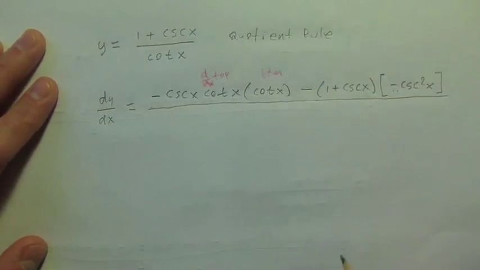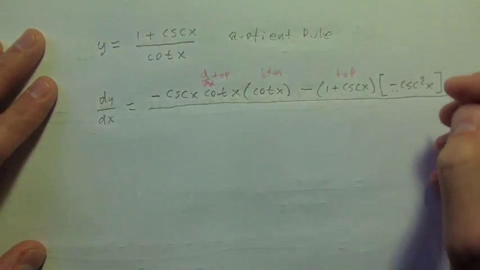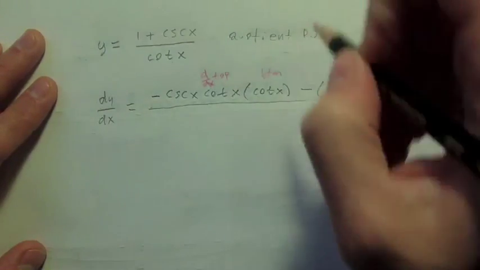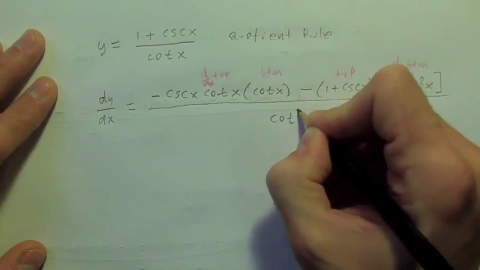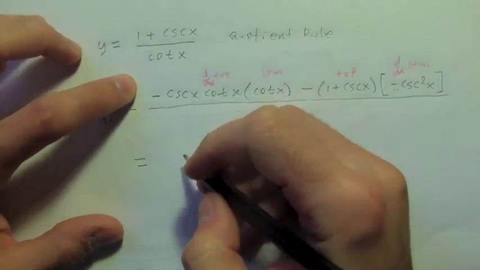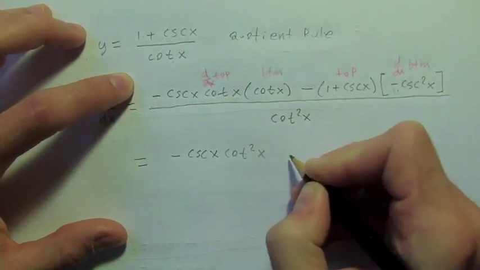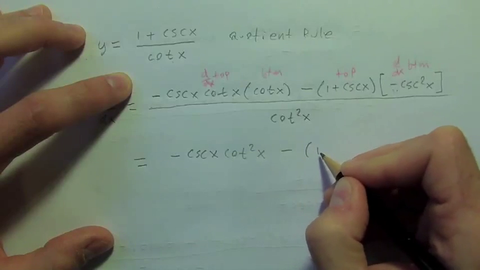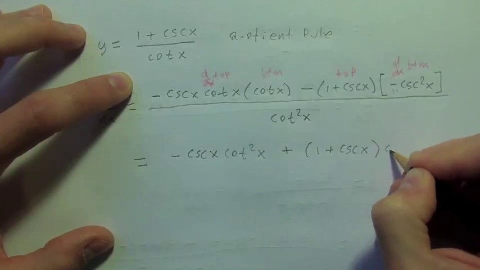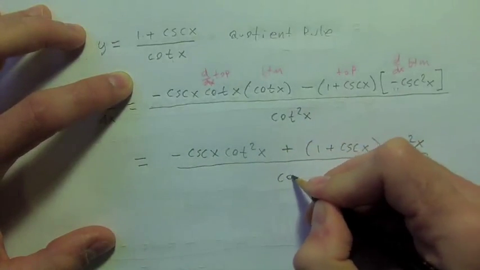So you'll probably see me start doing that from now on. Oh, that's going to be negative. Let me just make that positive as part of the process. So this here is the top left alone, and here's the derivative of the bottom. And then all over the bottom squared, that will be cotangent squared x. As far as how I would simplify this, it'd be negative cosecant x cotangent squared x, and actually I'd make that a plus, 1 plus cosecant x times cosecant squared x, all over cotangent squared x.